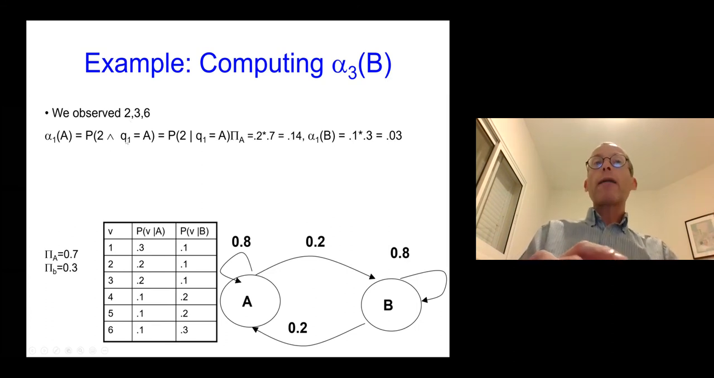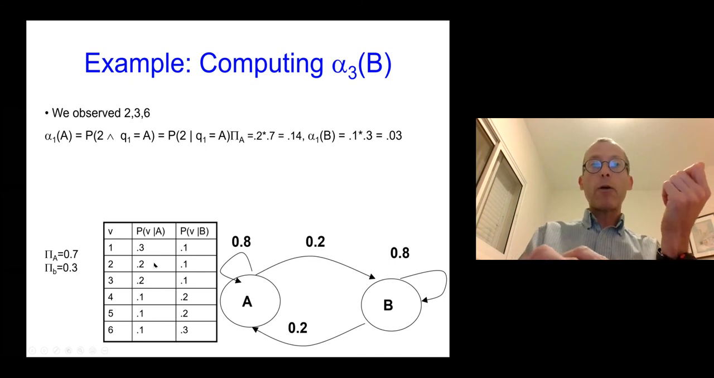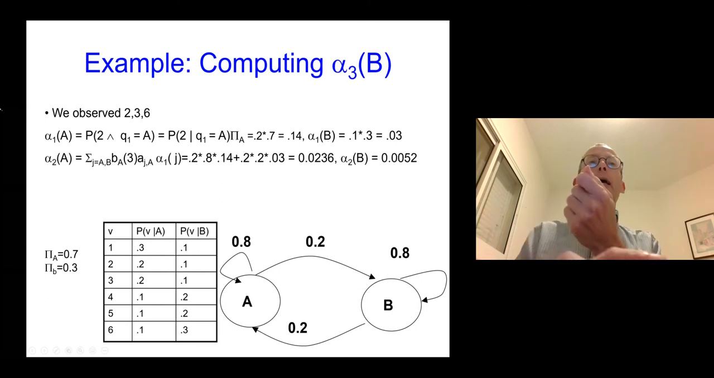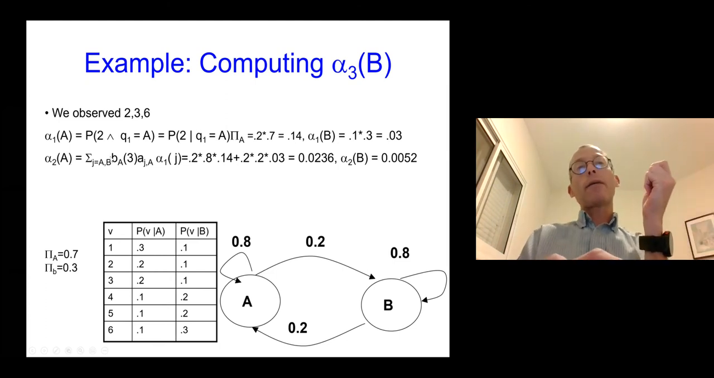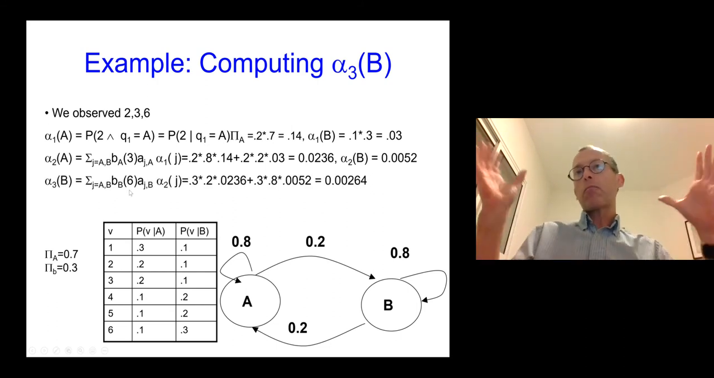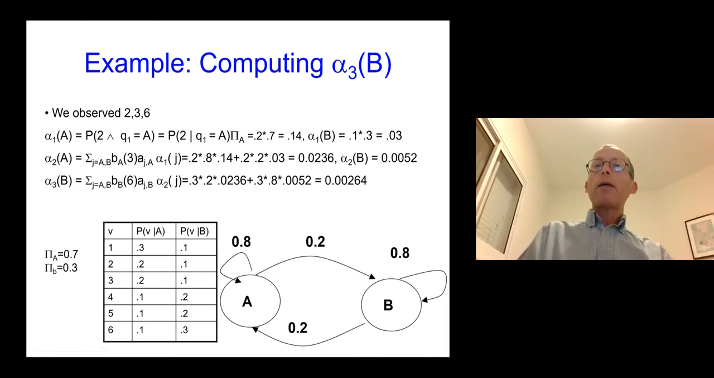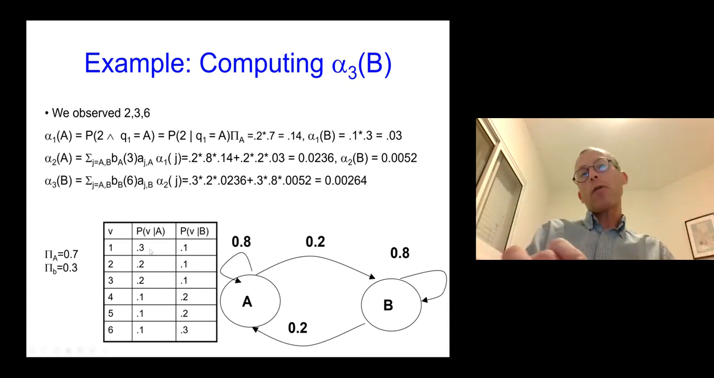So it's observing 2 and finishing in state A, which is just P of 2 given A, the emission probability of 2 for state A, which is 0.2, times the initial probability 0.7. So it's this, and we compute the same for B. And then once we have alpha 1 for A and alpha 1 for B, we can compute alpha 2 for A using, as we said, this induction step, and alpha 2 for B. And then we compute also alpha 3 for A and alpha 3 for B. Okay, so this is just inserting values into the equation. Once we have this equation, we can just put in the values from the emission, transition, and the previous step.